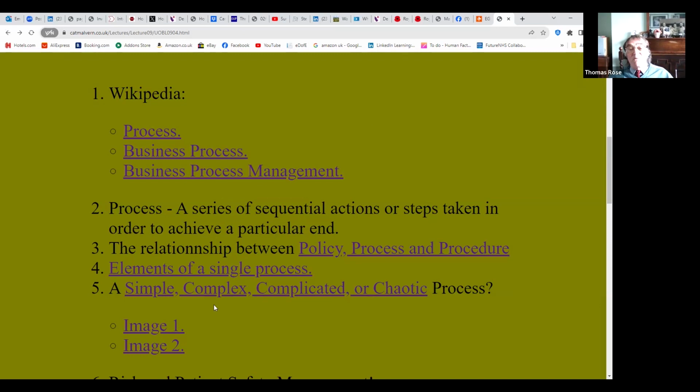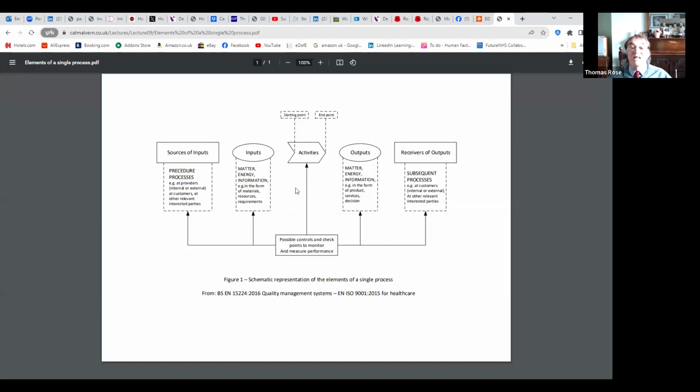But if we move on now to have a look at the elements of a single process. And you see here, the activities of your process are only part of the process. The things that affect the quality of your output are the quality of your inputs and the quality of the people that provide your inputs.